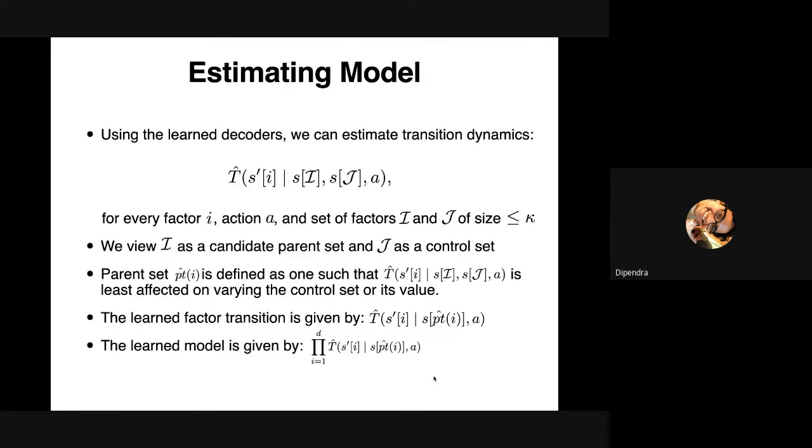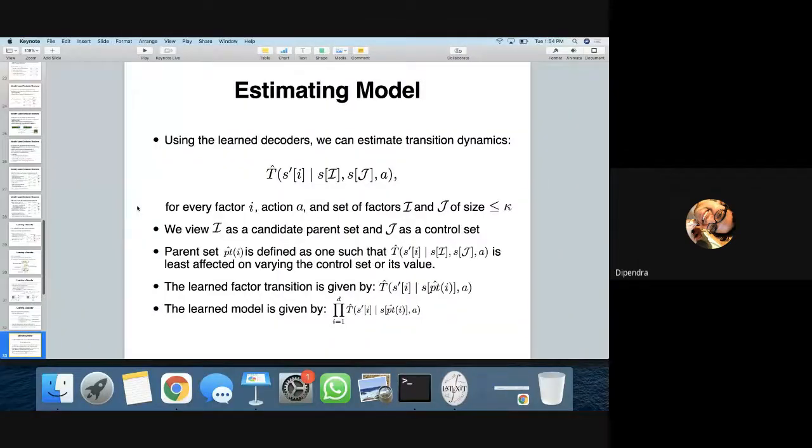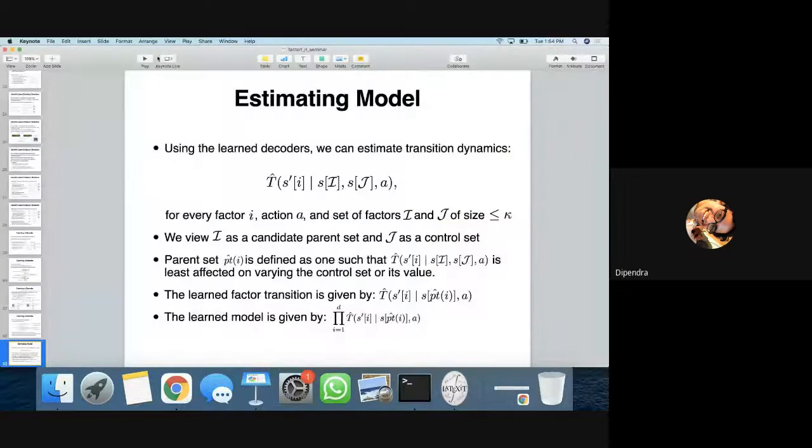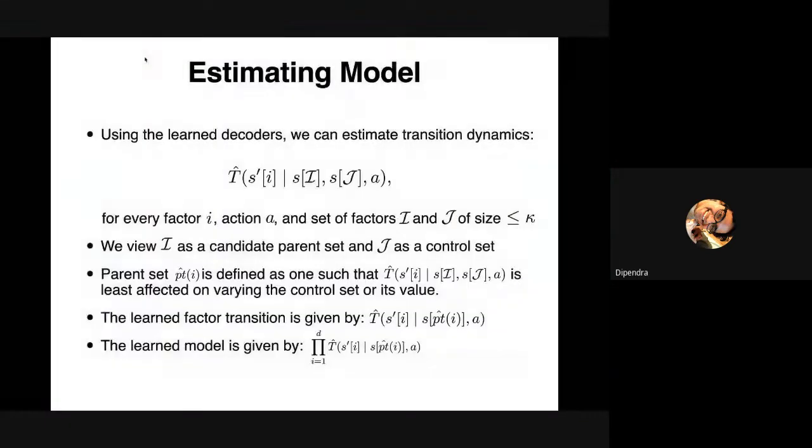So now we are almost done. We have recovered the latent emission structure, and we have also recovered the decoder, and we can use it to estimate the transition dynamics. The way we will estimate the transition dynamics is by first estimating the parent set.